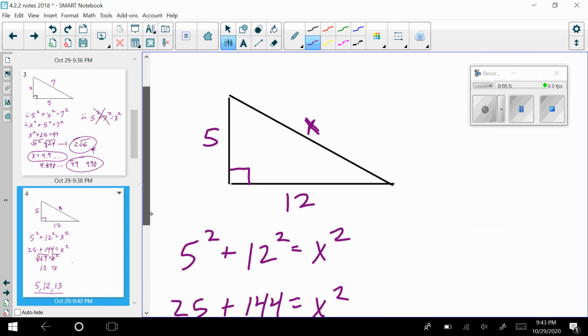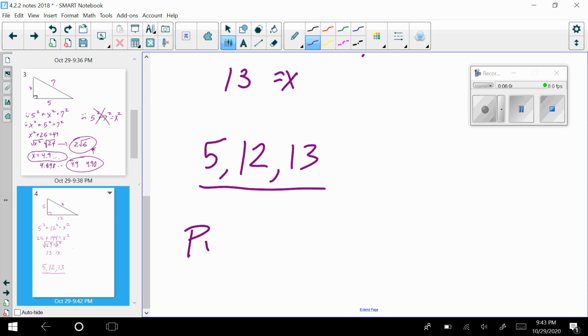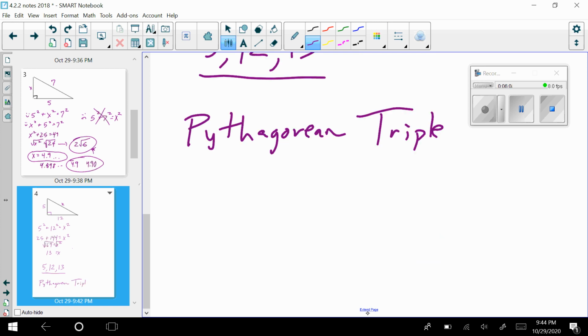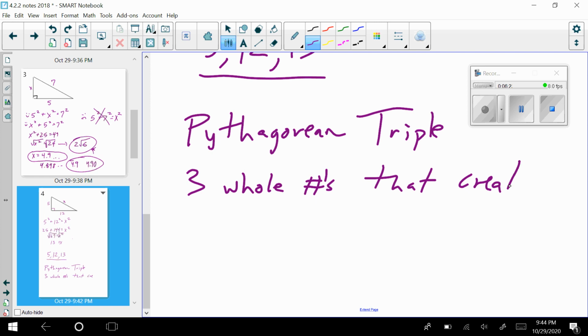Okay, if we have 3 whole numbers that create a right triangle, it's called a Pythagorean triple. So let's write this down. Pythagorean triple. All right, 3 numbers that satisfy, I should say this, 3 whole numbers that create a right triangle. Okay, that satisfy the Pythagorean theorem.